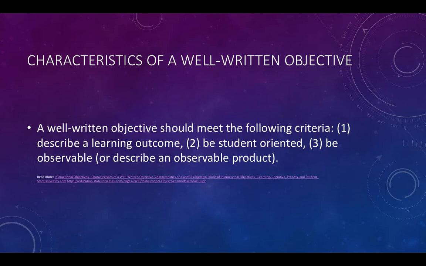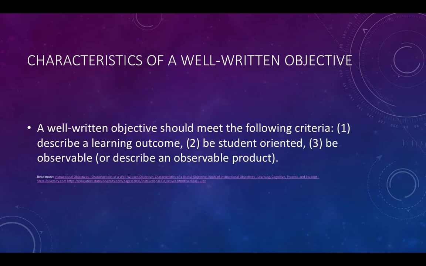Number two is be student oriented. A student oriented objective focuses on the learner and not on the teacher. It should describe what the learner will be able to do. It should not describe a teacher activity. It may be helpful to both the teacher and the student to know what the teacher is going to do, but teacher activities are also not to be confused with instructional activities.